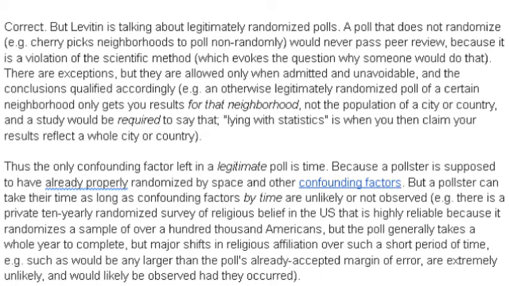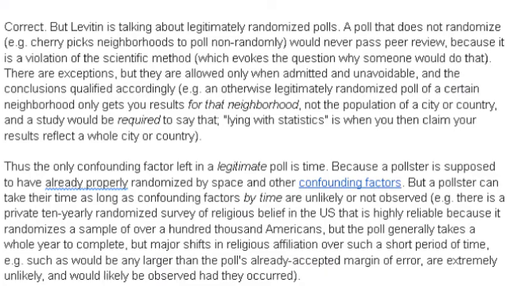For example, an otherwise legitimately randomized poll of a certain neighborhood only gets you results for that neighborhood, not the population of a city or country, and a study would be required to say that. Lying with statistics is when you then claim your results reflect the whole city or the country. Thus, the only confounding factor left in a legitimate poll is time, because a pollster is supposed to have already properly randomized by space and other confounding factors. But a pollster can take their time as long as confounding factors by time are unlikely or not observed.